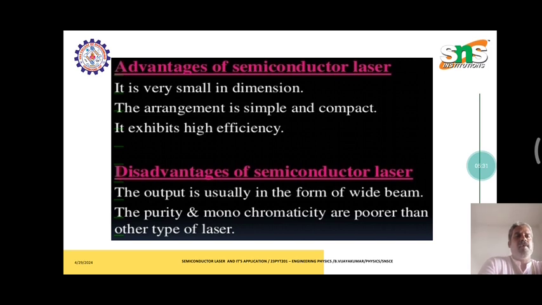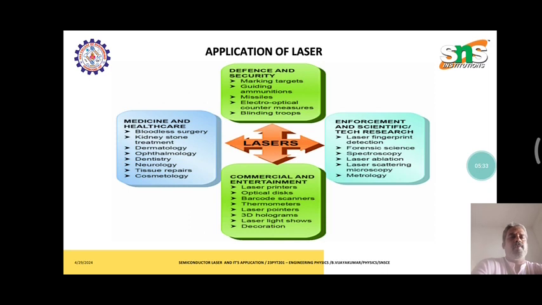Disadvantages: usually the output is in the form of a wide beam, and it has poor monochromaticity. This is also an application of lasers.